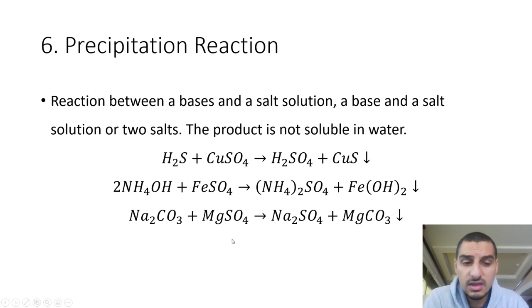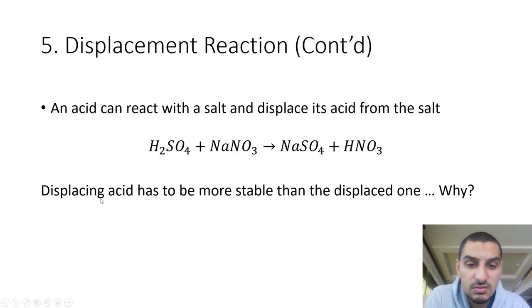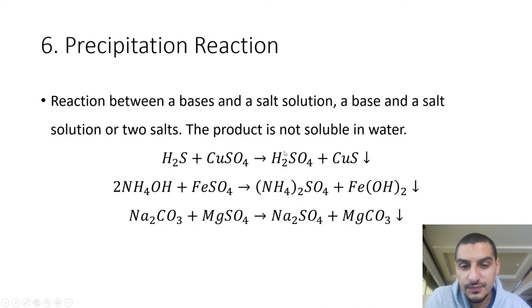But here there is something that is worth mentioning, and I think some of you might have observed that, and you would ask yourself, we mentioned before in the displacement reaction that sulfuric acid can displace the nitrate, but nitrate cannot displace the sulfate. But here you'd see the sulfur in hydrogen sulfide can displace the sulfate in the copper sulfate to form sulfuric acid. And we all know that sulfuric acid is stronger than H2S, and it is kind of contradicting with what we mentioned before. So this does not agree with what we mentioned.